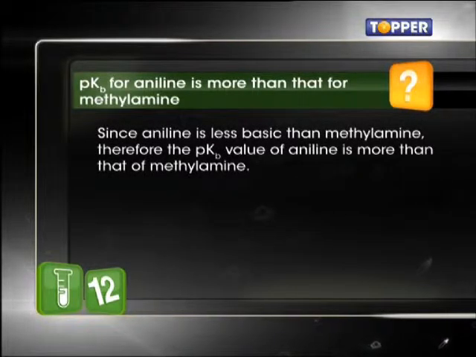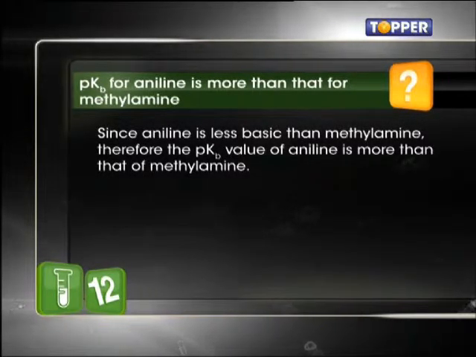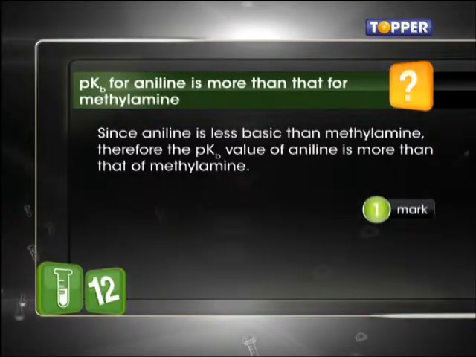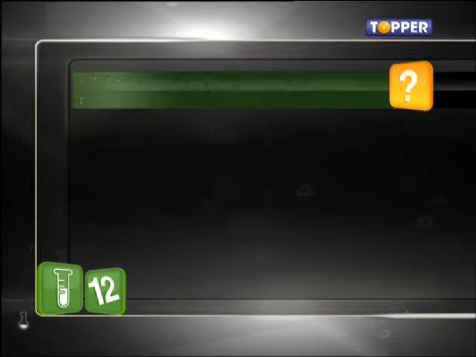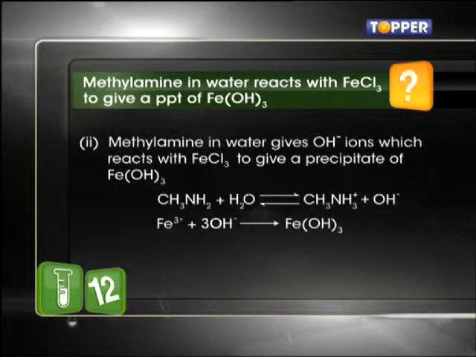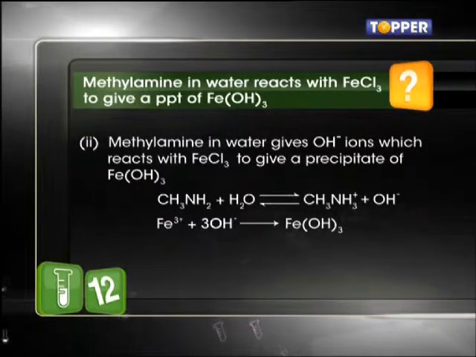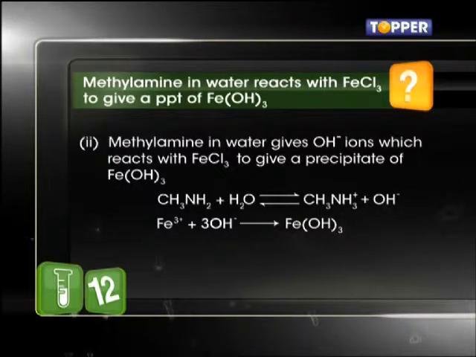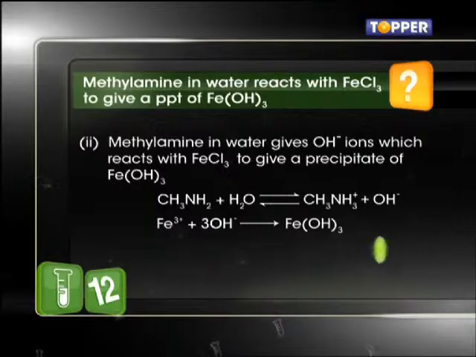Since aniline is less basic than methylamine, therefore the pKb value of aniline is more than that of methylamine. For the second part now, methylamine in water gives OH- ions which react with ferric chloride to give a precipitate of ferric hydroxide.